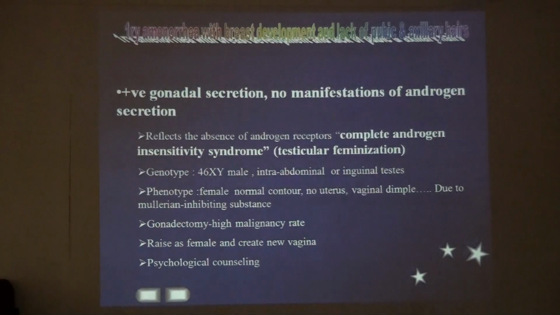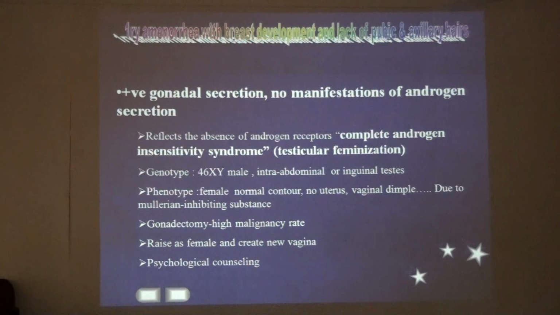Now, primary amenorrhea with breast development and lack of pubic hair and axillary hair. This is a fourth entity, known as testicular feminization syndrome or complete androgen insensitivity. The genotype here is 46XY male, and intra-abdominal or intra-inguinal testes will be there. The phenotype is a complete female, and as 46XY is present, the SRY gene will be there, which will be responsible for secretion of Mullerian inhibiting hormone, which will inhibit the development of the uterus or vagina.